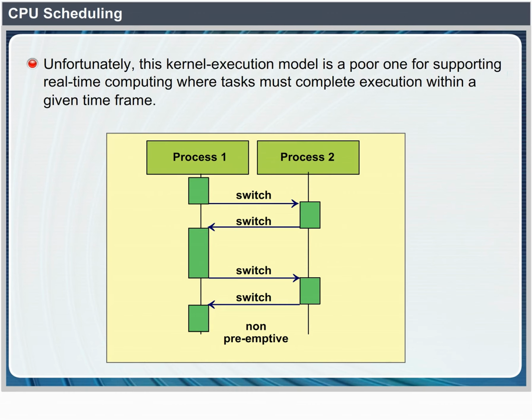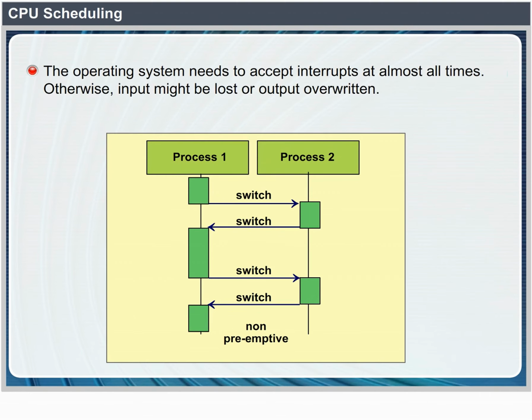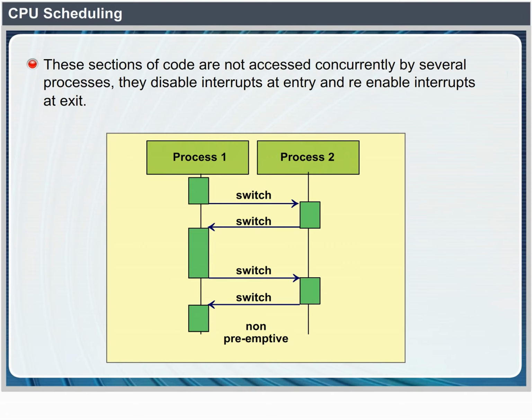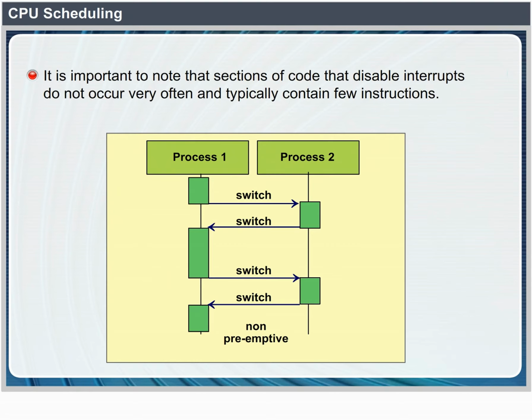Unfortunately, this kernel execution model is a poor one for supporting real-time computing, where tasks must complete execution within a given time frame. The operating system needs to accept interrupts at almost all times. Otherwise, input might be lost or output overwritten. So that these sections of code are not accessed concurrently by several processes, they disable interrupts at entry and re-enable interrupts at exit. It is important to note that sections of code that disable interrupts do not occur very often and typically contain few instructions.